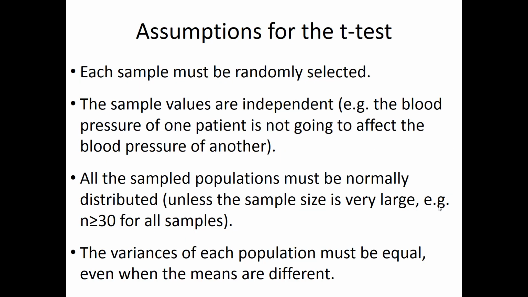Assumptions for the t-tests are: each sample must be randomly selected, the sample values are independent, all the sampled populations must be normally distributed, and the variances of each population must be equal or comparable, even when the means are different.